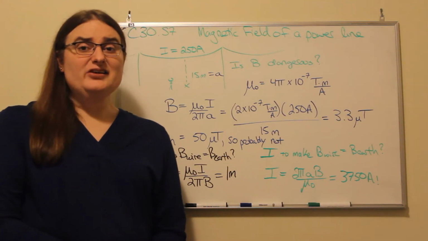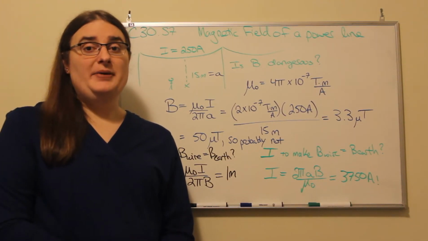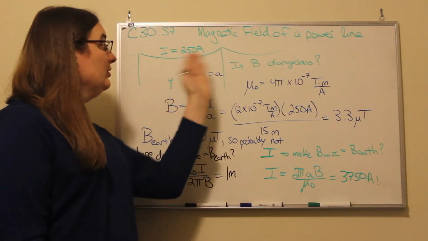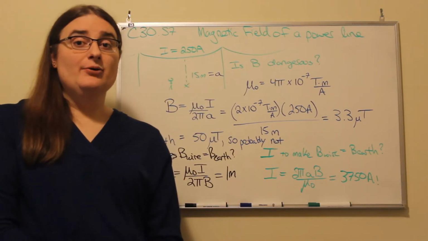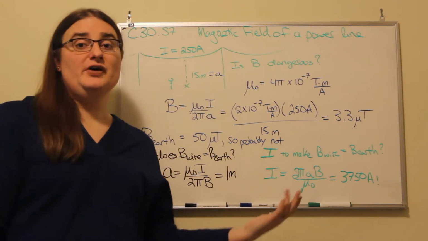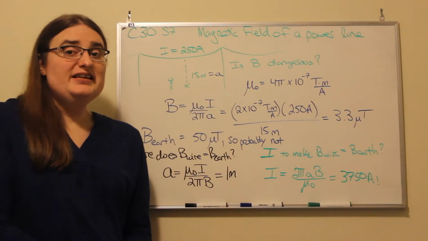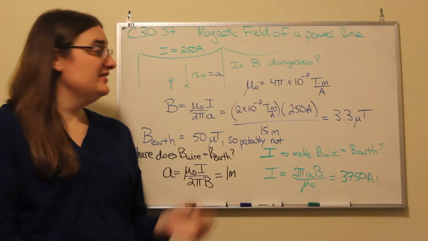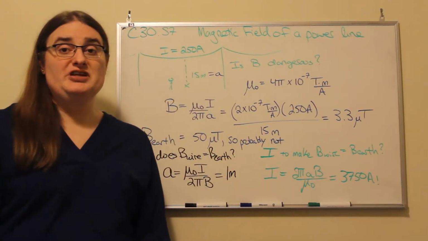Hi, let's take a look at the magnetic field of a power line. Now, a typical high transmission power line tends to have a current somewhere in the order of hundreds of amps. So let's say that our particular power line has a current of about 250 amps.